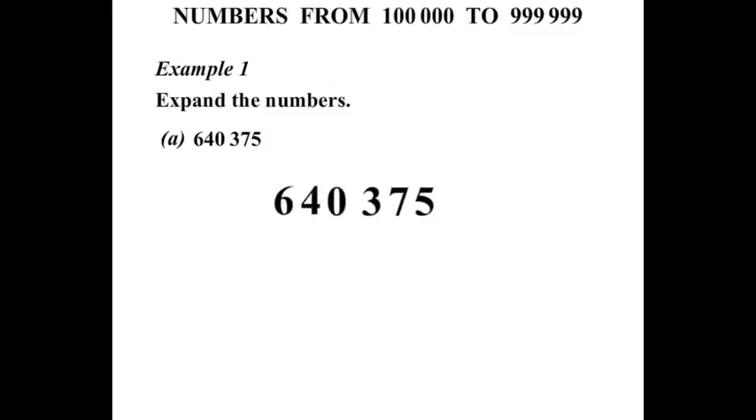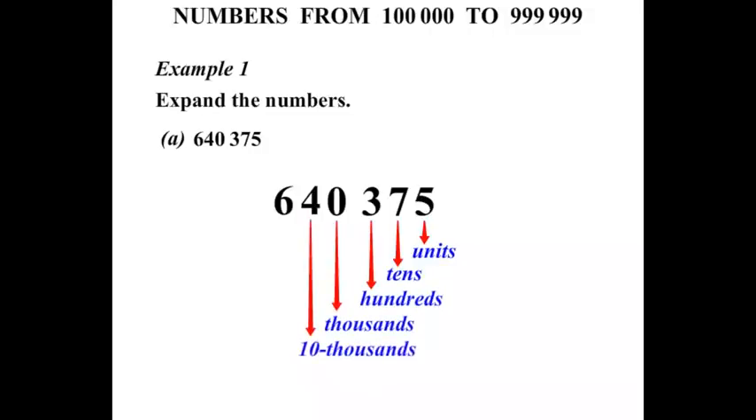Let's look at example 1. We're asked to expand the numbers. The first number we have is 640,375. Okay, let's write that down there and we'll just consider each place value. So we start from the right. Units, tens, hundreds, thousands, 10,000s, 100,000s.